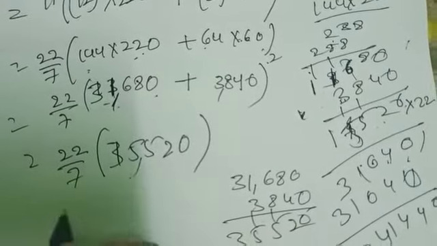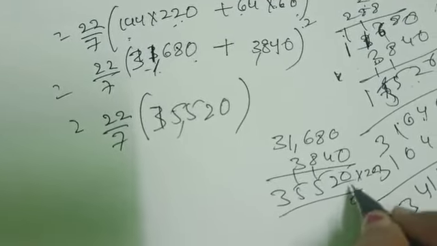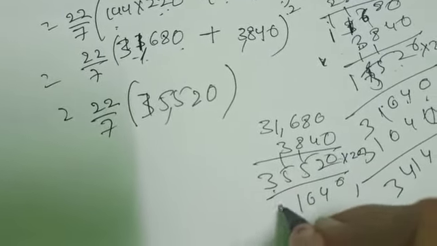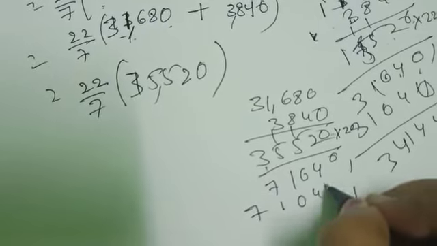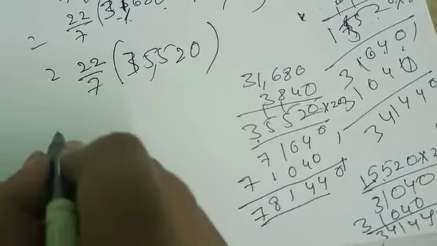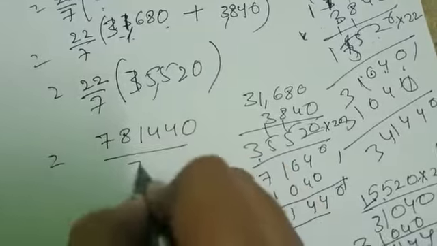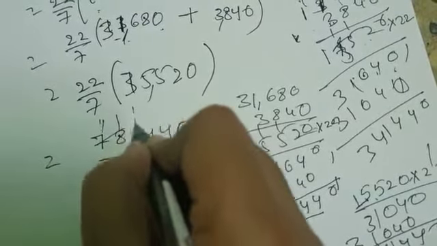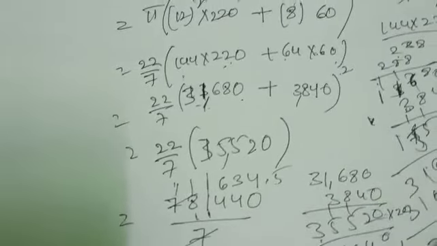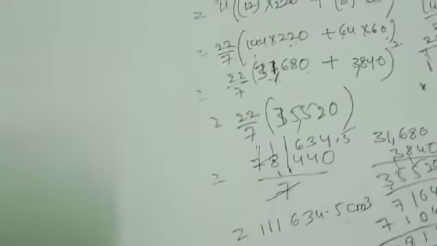This is 35,520 into 22 by 7. Multiplying 35,520 into 22 gives 781,440. Then divided by 7, we get approximately 111,634.5 centimeter cube. Here we have to find the mass.